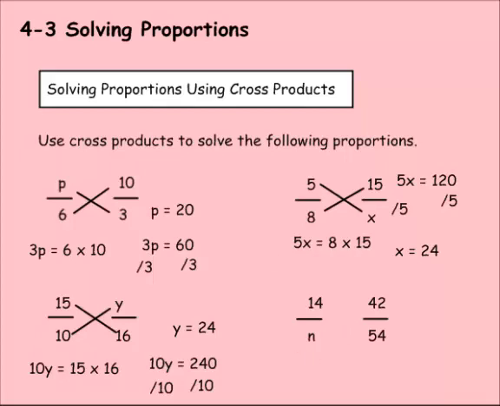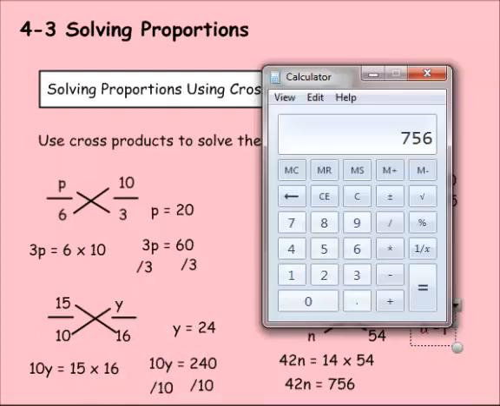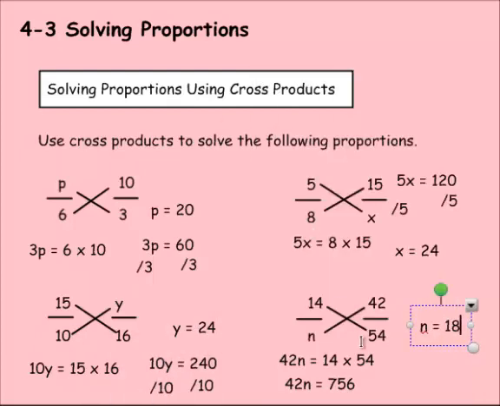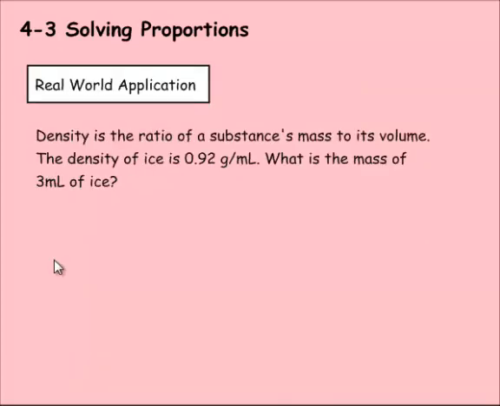Let's do one more. 14 over 54 is proportional to n over 42. So I'm going to do 42n equals 14 times 54. 14 times 54 is 756. So 42n equals 756. Divide both sides by 42. So n equals 756 divided by 42. And that equals 18. So the proportion would be 14 over 18 is proportional to 42 over 54. Let's solve a real-world application then.